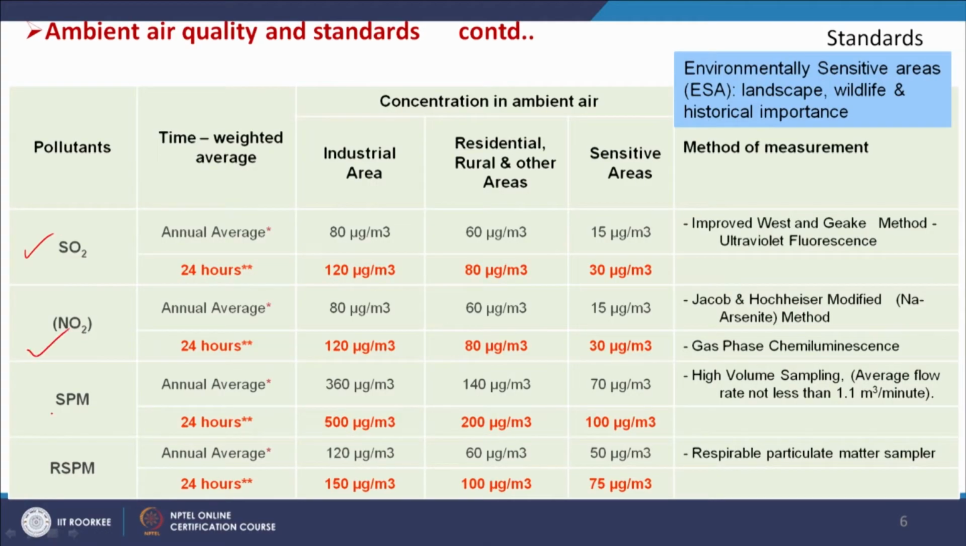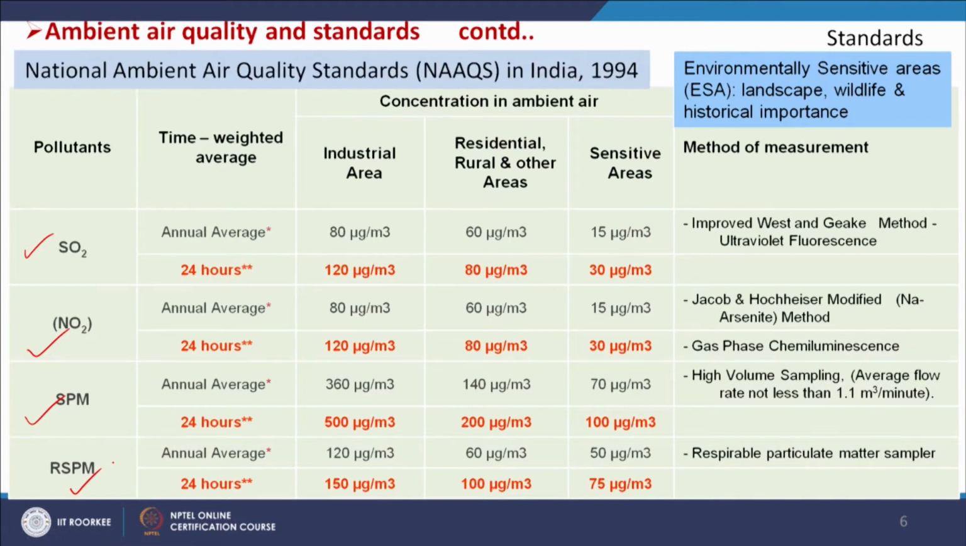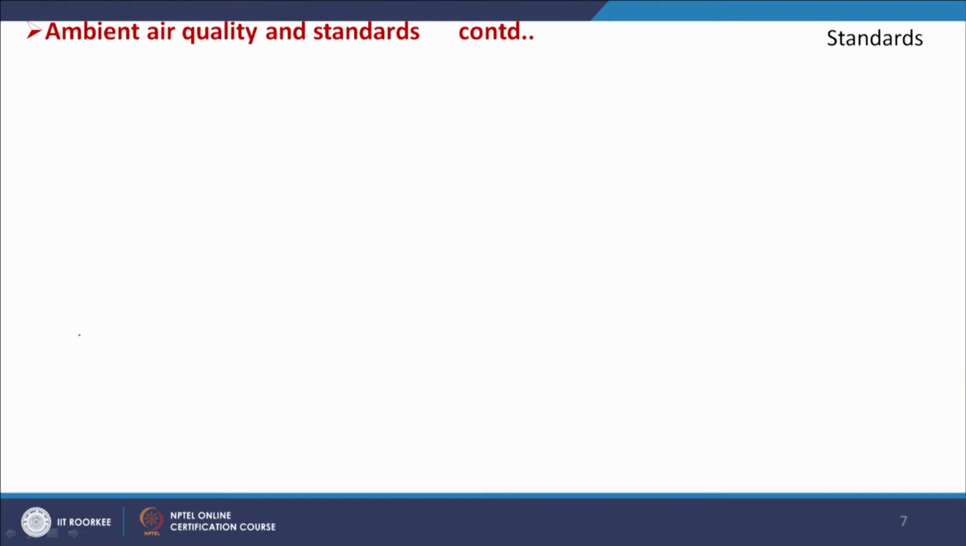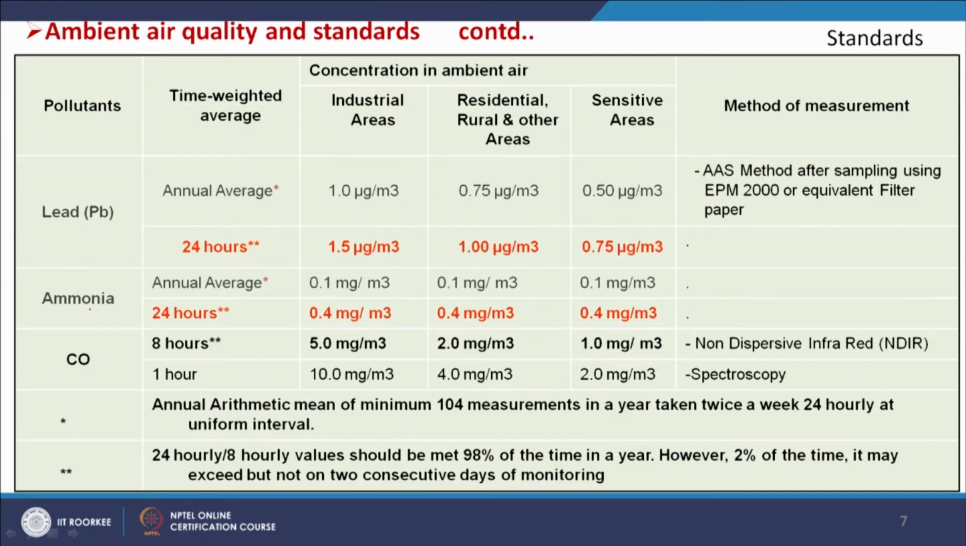So, what are the ambient air standards available in our surroundings? As we have mentioned, there are some criteria pollutants. So, we will see here SO2, NO2, SPM, RSPM. This standard was developed in 1994, that is the National Ambient Air Quality Standards, and these are the pollutants which are mentioned, and then lead, ammonia, carbon monoxide. Okay. So, these are the total pollutants mentioned in this.